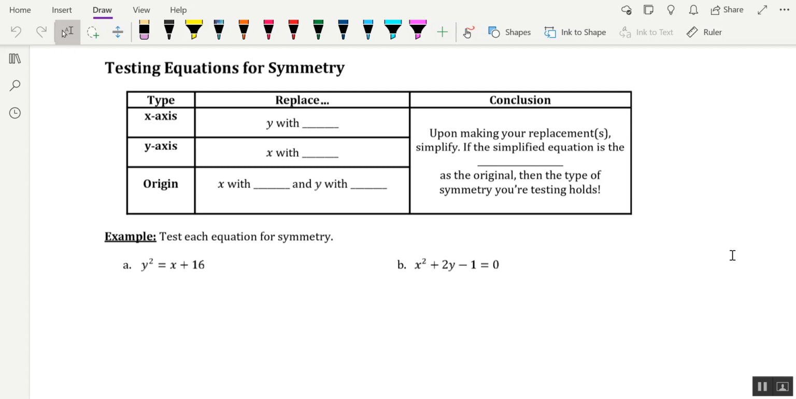In this video we're going to talk about an algebraic procedure which allows you to test equations for symmetry. So recall there are three types of symmetries a graph can have at this point: x-axis, y-axis, or origin.